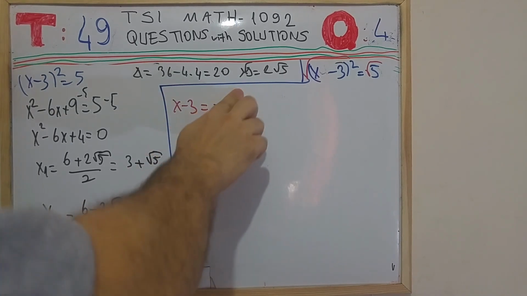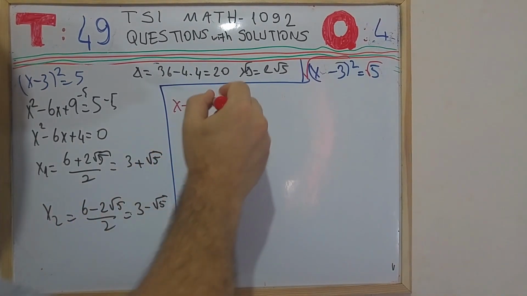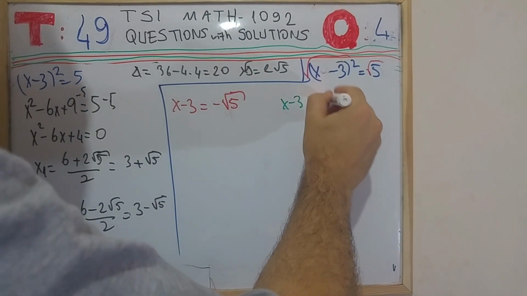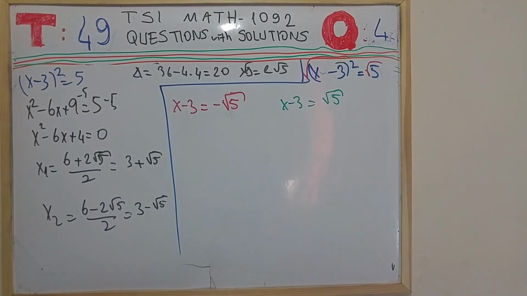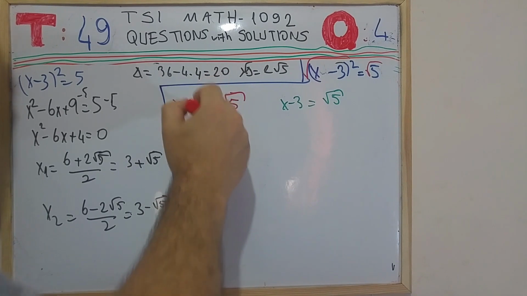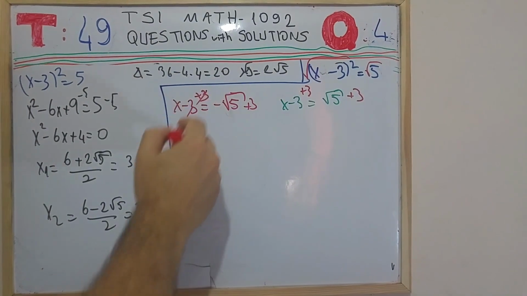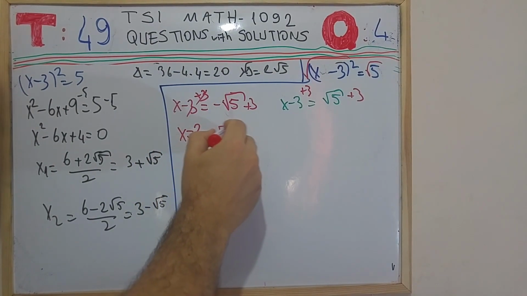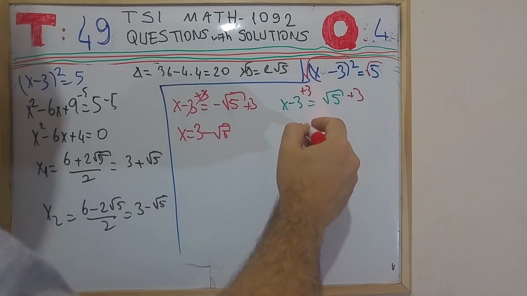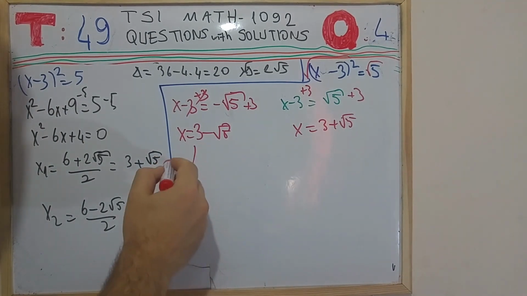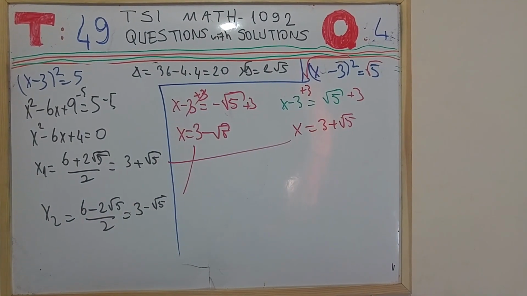X minus 3 is equal to minus square root of 5, or x minus 3 is equal to plus square root of 5. So I have two equations. The rest is easy. I just add 3 to each side now. So what I have here is x is equal to 3 minus square root of 5, and what I have in here is x is equal to 3 plus square root of 5, which are identical with each other. You could choose any way that you want.